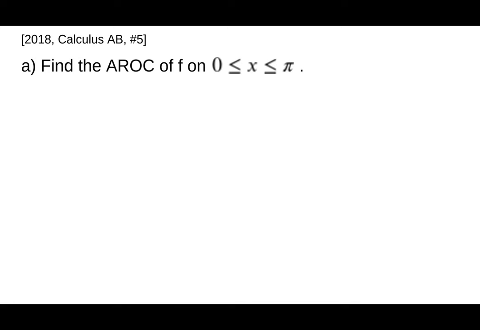This question is from 2018. It is question 5, and it is not calculator active. In the question stem, we are given a function, f equals e to the x times cosine x. And that's it. That is the question stem. In part A of the question, we are asked to find the average rate of change of f on the interval from 0 to pi.